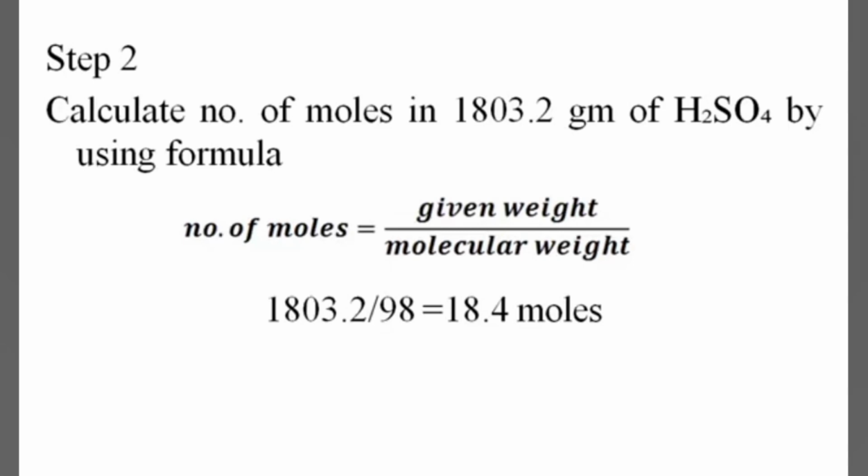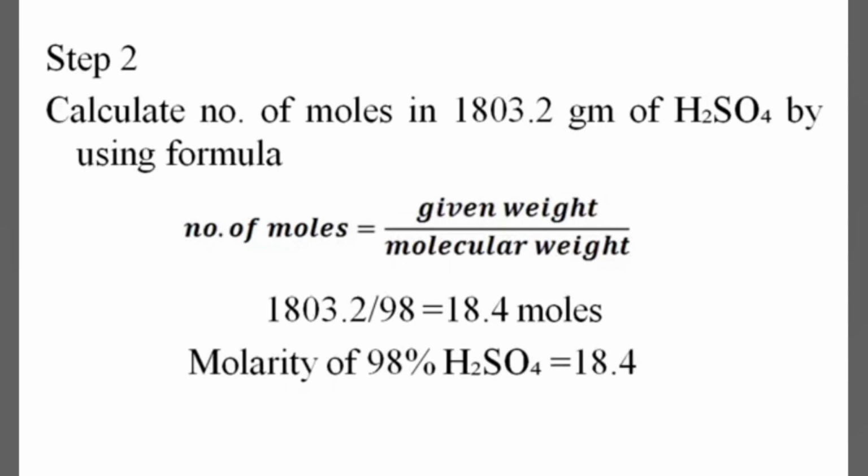What does it mean? 1 liter of concentrated H2SO4 which has strength of 98% has a weight of 1803.2 grams and it has 18.4 moles. It means the molarity of 98% H2SO4 is equal to the number of moles present in 1 liter of solution, which is 18.4 moles. Hence, we can conclude that the molarity of 98% H2SO4 is 18.4 molar. But we are calculating the normal solution. We can use this for calculation of normal solutions as well.